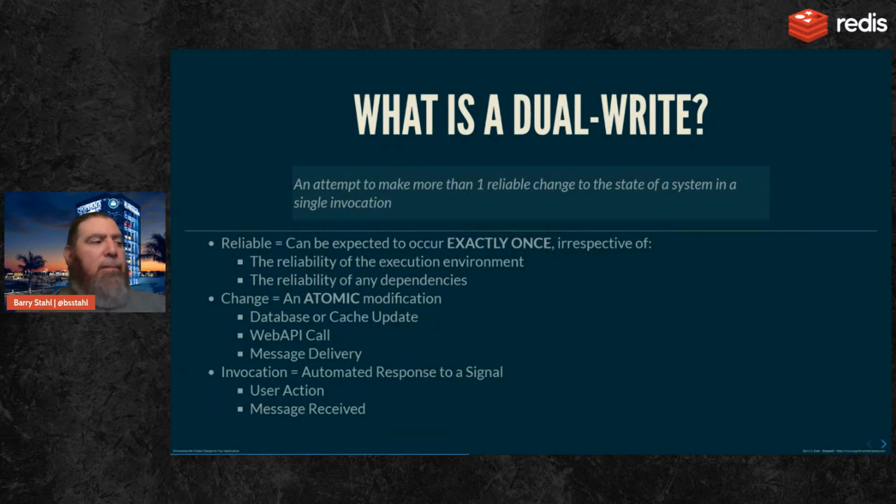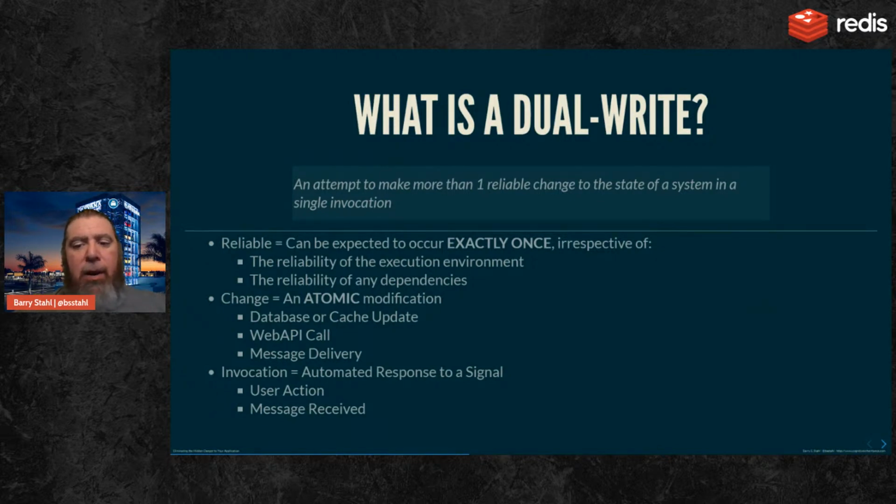So we basically take into account, we know that all our dependencies can fail. We know the systems, the hardware that it's running on, can fail. And we still make it so that at least the 4, 5, 9s, whatever our reliability metrics are, it happens exactly once, one and only one time.